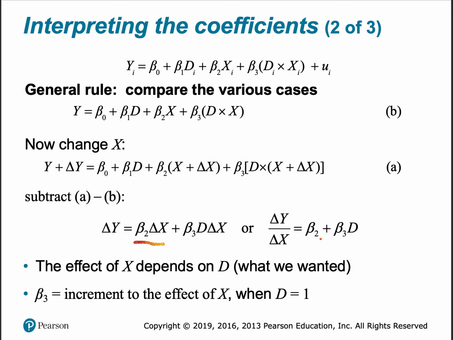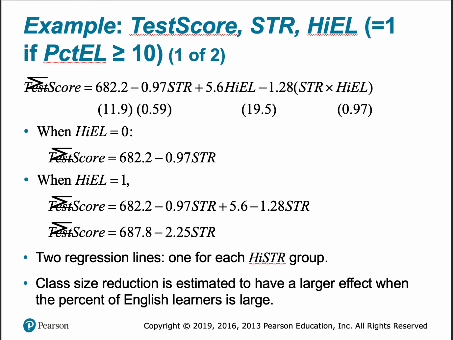So this is what we see here. This is like the marginal effect, and it is different for different groups. For the d equals 0 group, you only have beta 2. For the d equals 1 group, you have beta 2 plus beta 3. So the effect of x on y depends on d, which is what we wanted, and beta 3 is the increment to the effect of x on y when d equals 1.